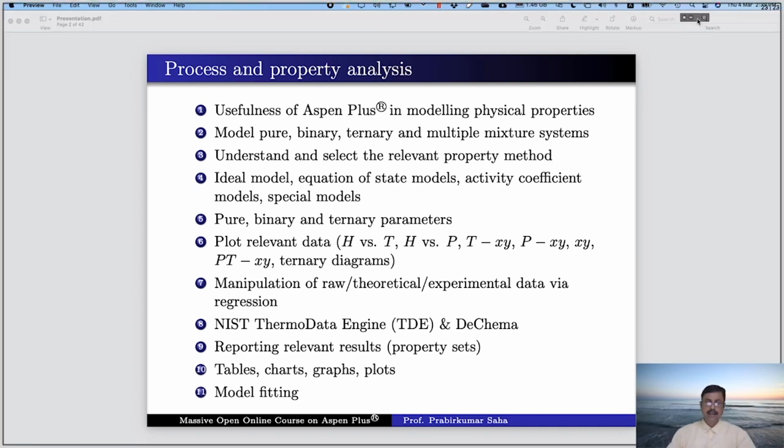In today's lecture, I'm going to discuss the modeling part, ideal model, equation of state models, activity coefficient, and the special models. We will also discuss the pure and binary ternary parameters and how to plot the relevant data. This portion will be covered today.